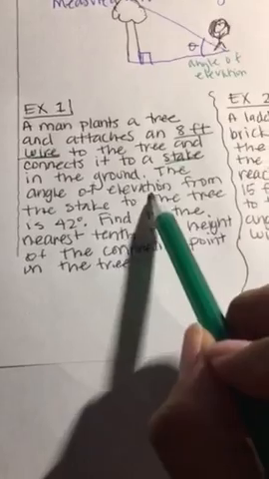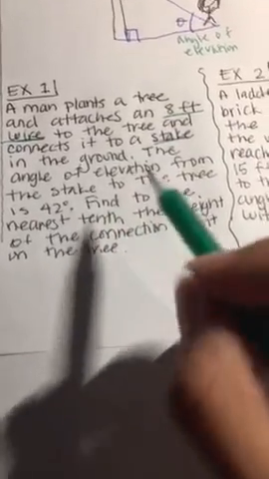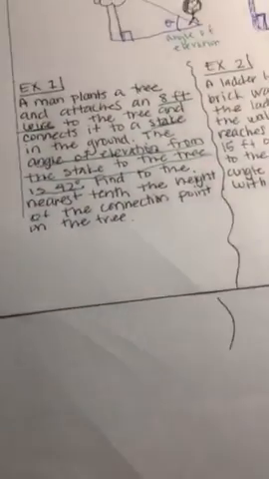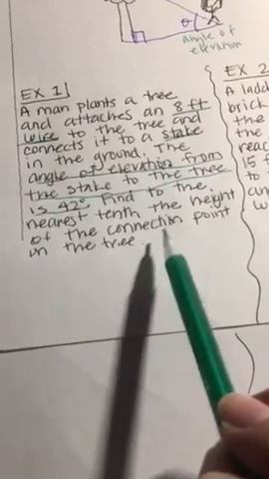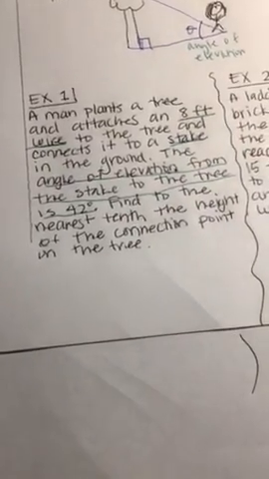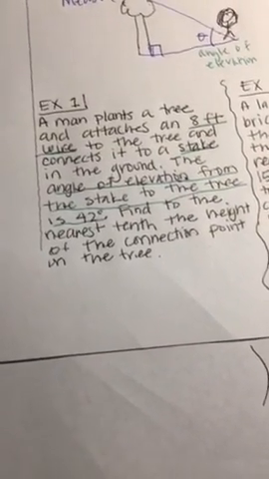The angle of elevation from the stake to the tree is 42 degrees. You know that's going to be important. That's our angle of elevation. I'll just go ahead and underline this entire sentence. Now they're asking us to find, to the nearest tenth, the height of the connection point on the tree. So let me go ahead and draw this out because this is really confusing. So I'm going to start from the beginning.